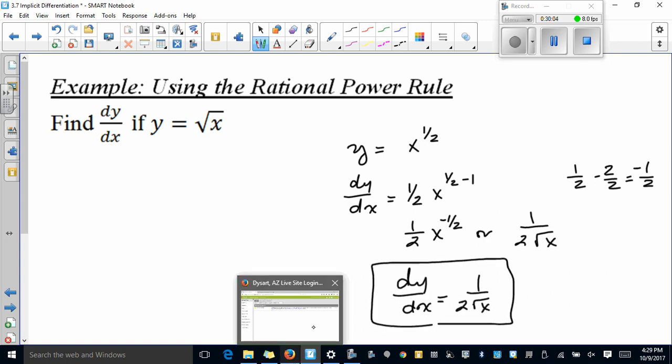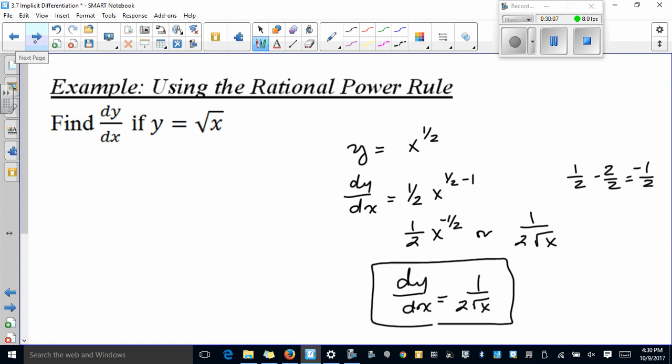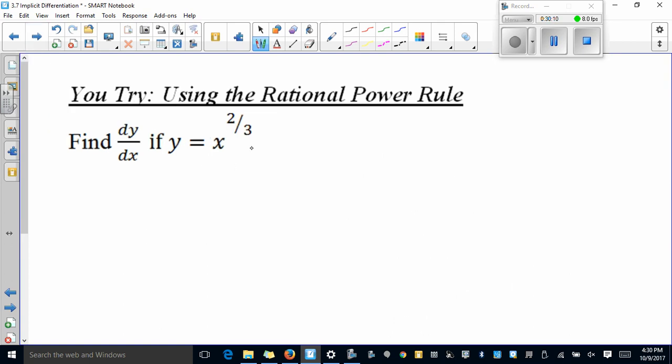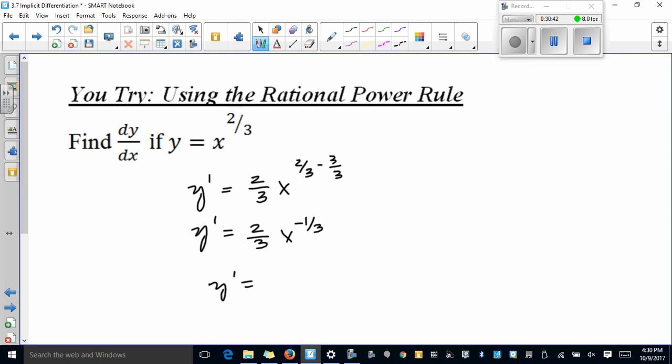Okay, this one they already wrote it for you. It's great. x to the 2/3. So y prime equals 2 over 3, x to the 2 over 3 minus 3 over 3. Keep that in mind. All you have to do is write it with the same denominator, top and bottom. 2 minus 3 is 1, so we get y prime equals 2 over 3, x to the negative 1/3. You want to leave it like that. Or you can rewrite it as 2 over 3x to the 1/3 power. This is fine.